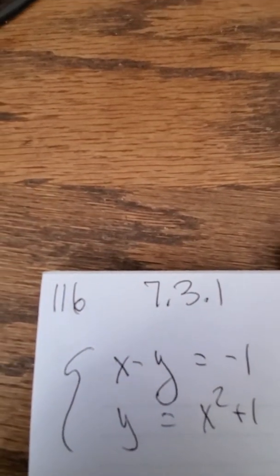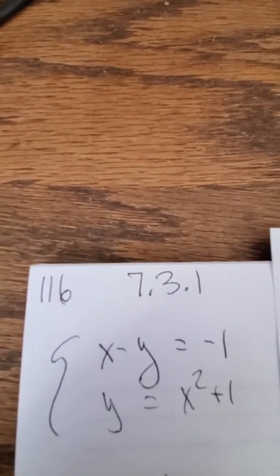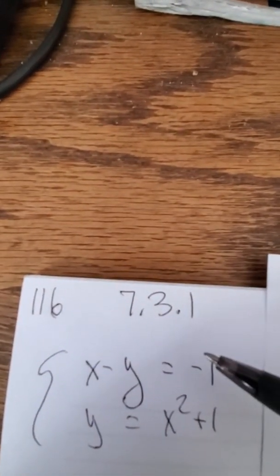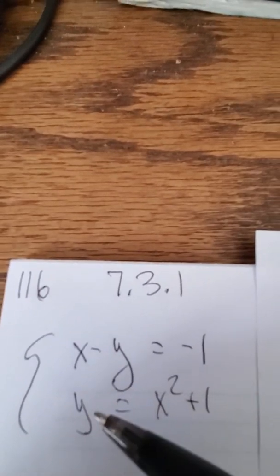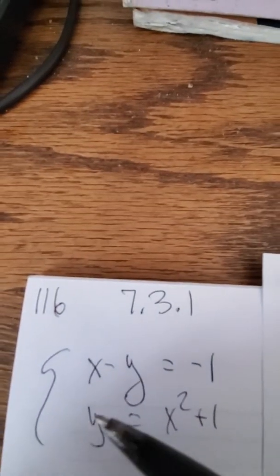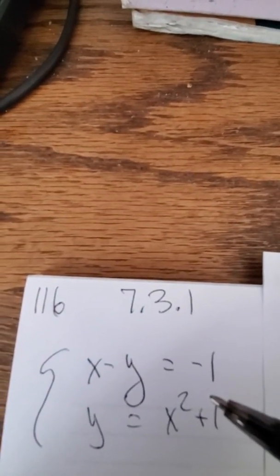Now we have simultaneous equations that are not linear, that are not straight lines. I have here a simultaneous equation, x minus y equals -1, and y equals x squared plus 1. Because of the x squared, this is not linear. Now, what is this? The top equation is a straight line. The bottom equation is a parabola. But we're going to solve this.